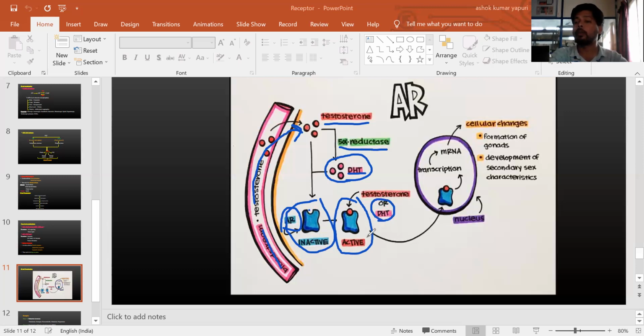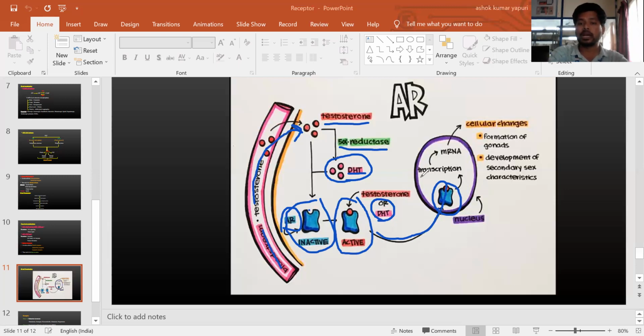So here there is a formation of a complex between the receptor as well as the ligand. The ligand here is testosterone. After formation of the complex, this drug-receptor complex, the ligand-receptor complex, enters into the nucleus. That's why these receptors are called nuclear receptors. So once the complex forms between the drug and the receptor, the complex is interacting with the nucleus.